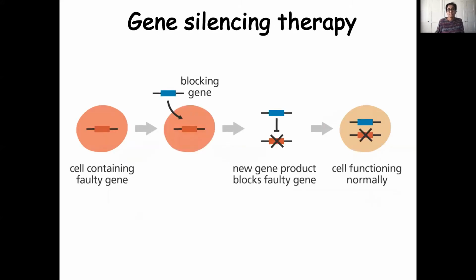Another thing is that sometimes we have certain proteins which are toxic to the cells, and we don't want those proteins to be made in the cell. In that case, we can put in some gene that will block the synthesis of that toxic protein. So this red gene here is toxic to the cell. It's faulty. We don't want it to make protein. We can put this blocking gene into the cell, which will block the synthesis of this toxic protein, and the cell can carry on functioning normally. So we call that therapy gene silencing therapy.